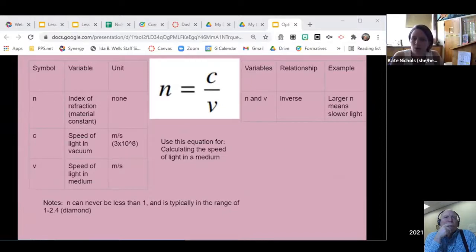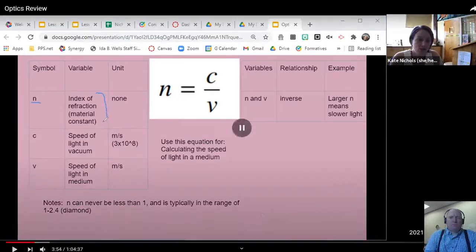This is the second wave equation that would be relevant. And this one, I would call the index of refraction equation. It basically tells you this idea that the speed of the wave depends only on the medium. And to that end, all media have a characteristic index of refraction, which is this n value, and it's a material constant.